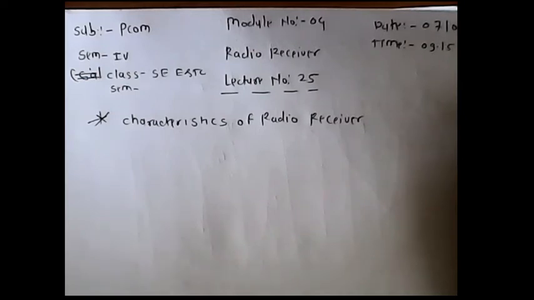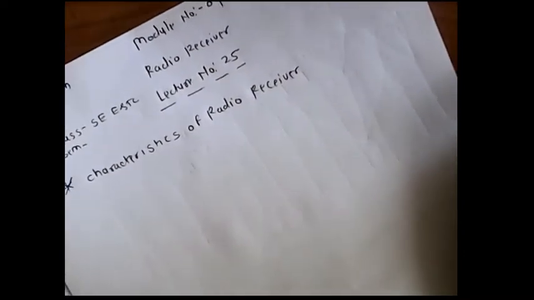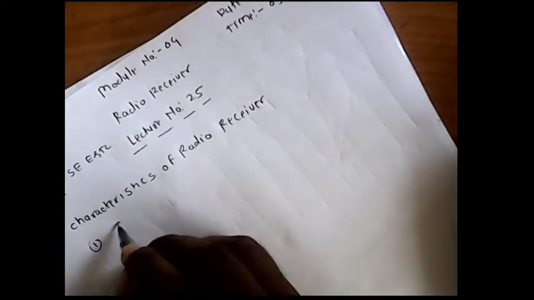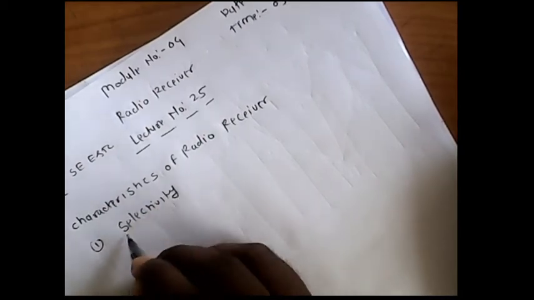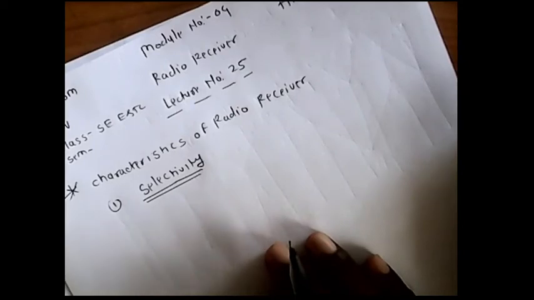Today we will deal with the radio receiver. In this module we first see the characteristics of a radio receiver to consider while selecting one. First I am going to explain three characteristics. The first one is selectivity. So the first characteristic while dealing with the radio receiver is selectivity.